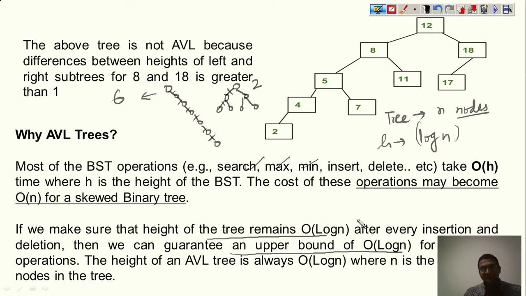We are always interested to find out the upper bound. That means the worst case. Okay, so let us see how we can maintain this property. Means what actually is required to make our tree balanced.